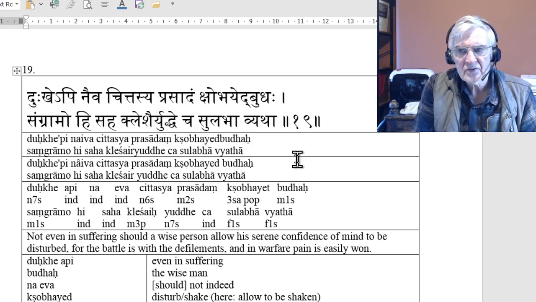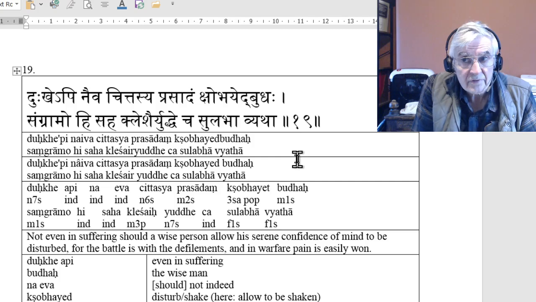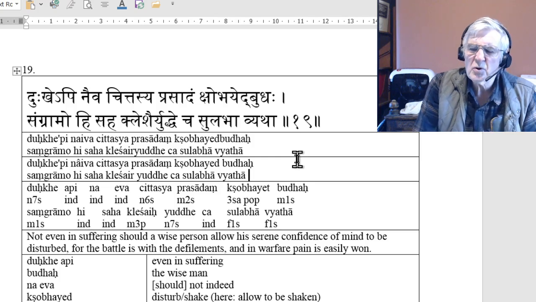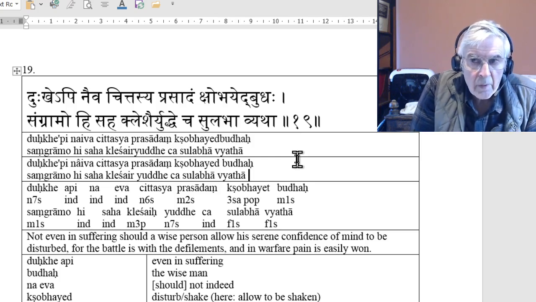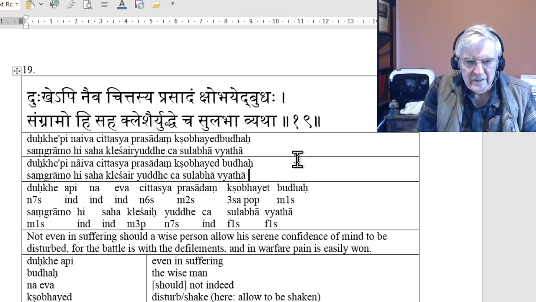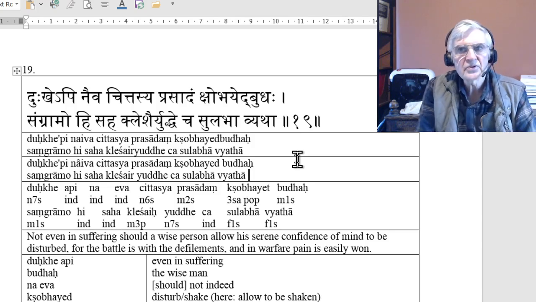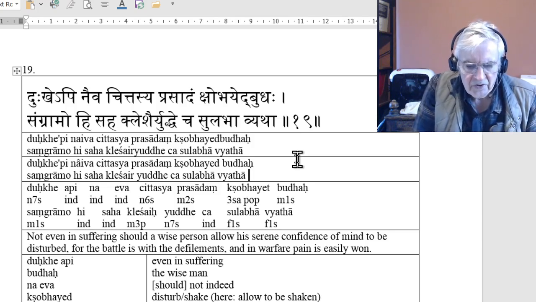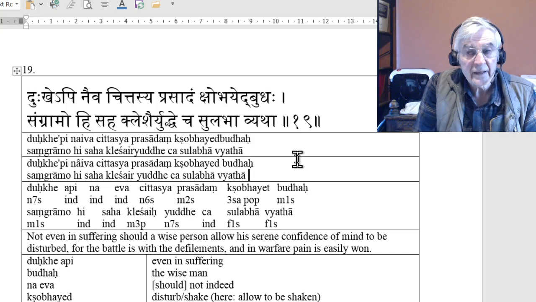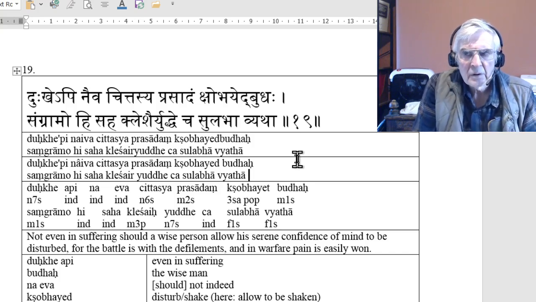Make a class 10 transitive or causative verb out of it, kshobhayati, and here it means either to disturb, agitate, or it has the sense of to allow to be disturbed. So not exactly make disturb, but let it be disturbed, allow it to be disturbed by dukkha. This is the optative form. The indicative is kshobhayati. Optative is kshobhayet.